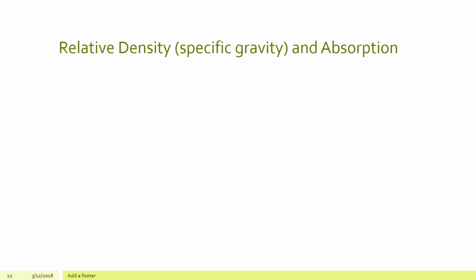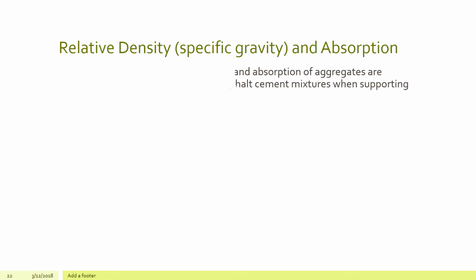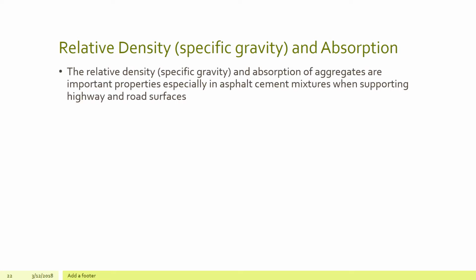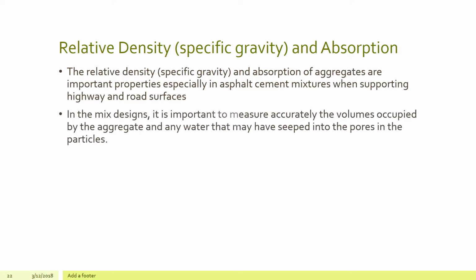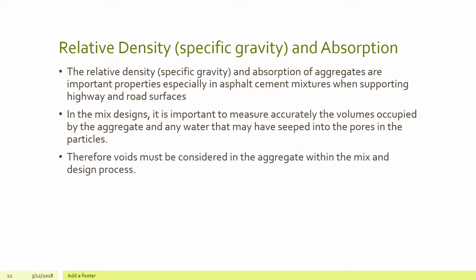Relative density, we kind of talked about this already: specific gravity and absorption. So the relative density, or the specific gravity, and the absorption of the aggregates are important properties, especially in asphalt cement mixes when supporting highway and road surfaces. In the mix designs, it is important to measure accurately the volumes occupied by the aggregate and any water that may have seeped into the pores in the particles. Therefore, voids must be considered in the aggregate within the mix and design process.